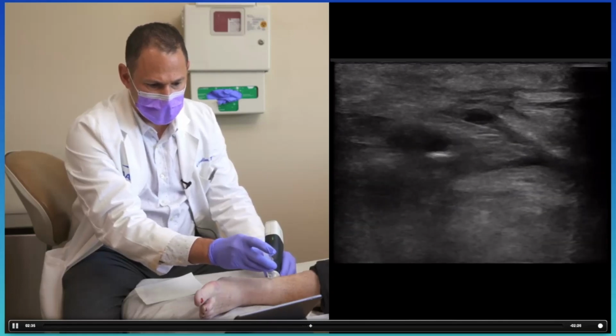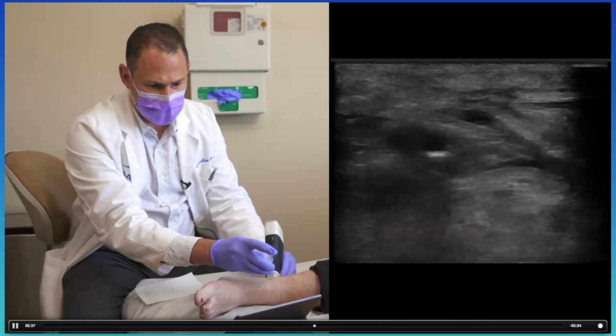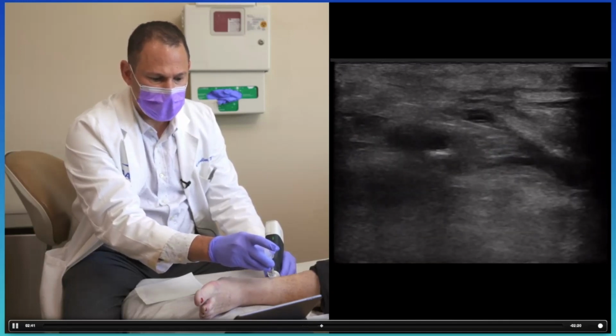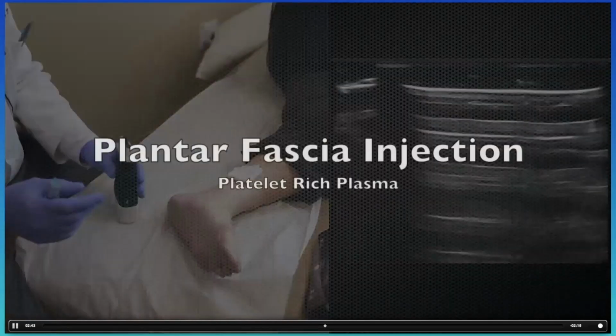So as you see, here's my needle. It's surrounding the nerve. The black around the needle is the local anesthetic. Now we're going to image the plantar fascia.